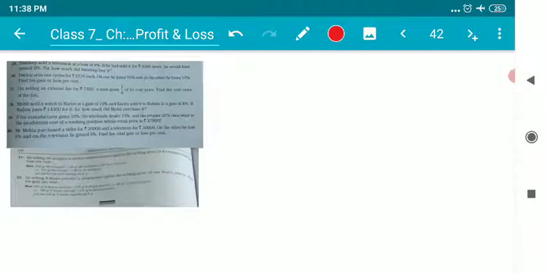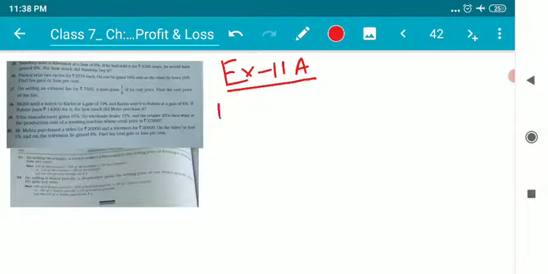Children, we have been dealing with exercise 11A from R.S. Agarwal, and we have tried to solve some very important questions, which I have explained from this particular exercise. In the previous video, we dealt with some important questions. So here in this video, I have chosen very interesting and very conceptual questions of this exercise.